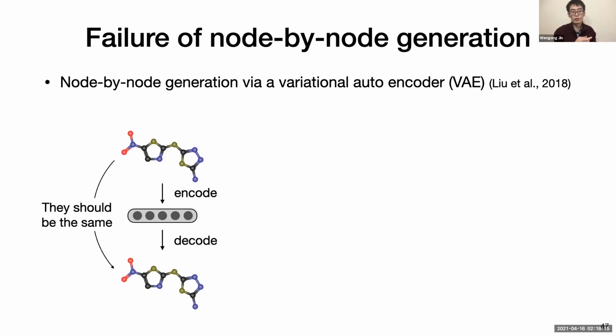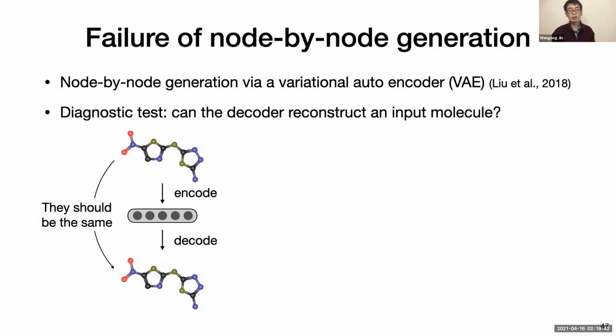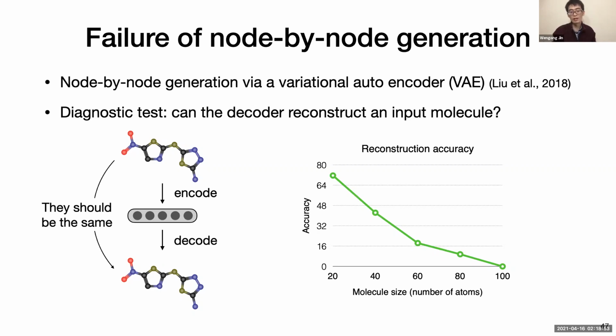A common approach is to use a variational autoencoder to generate molecules. You basically learn some sort of encoder that maps the molecule into a low-dimensional representation, and then decode it back to the same molecule. You train this variational autoencoder to reconstruct the input molecule from its latent representation. A diagnostic test is to see whether this decoder can reconstruct an input molecule. If it couldn't, then obviously the architecture has some problems.